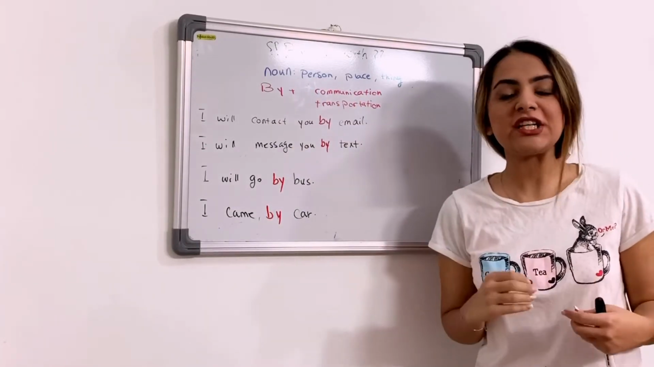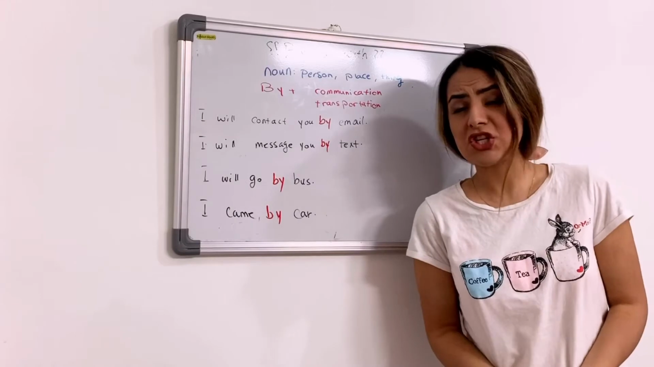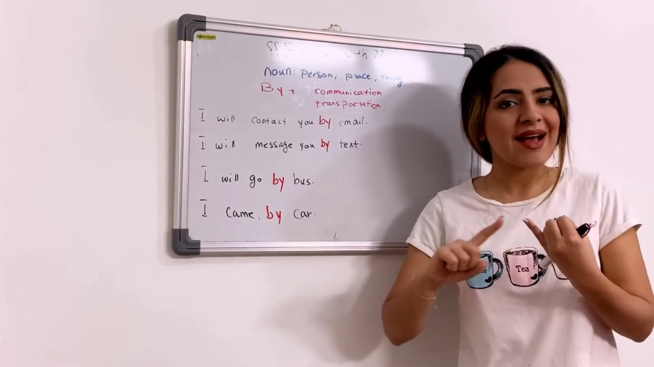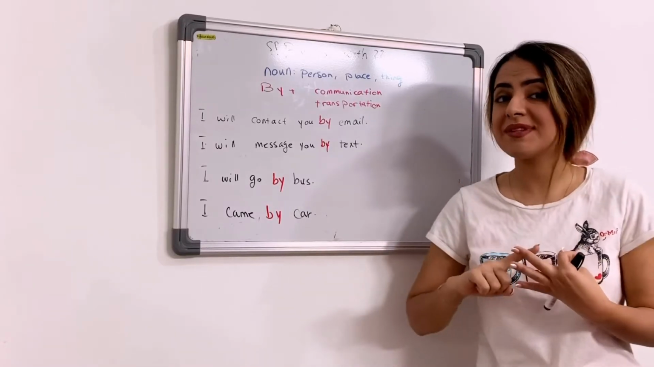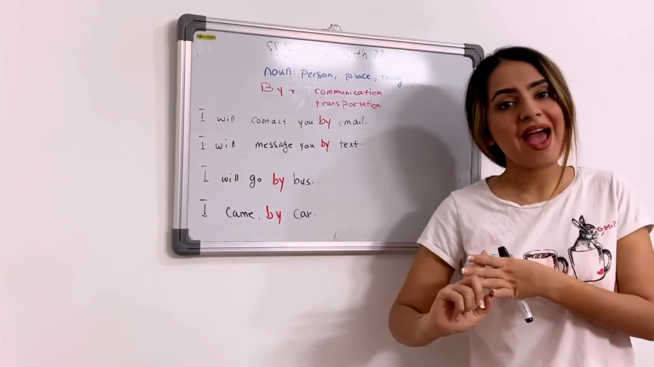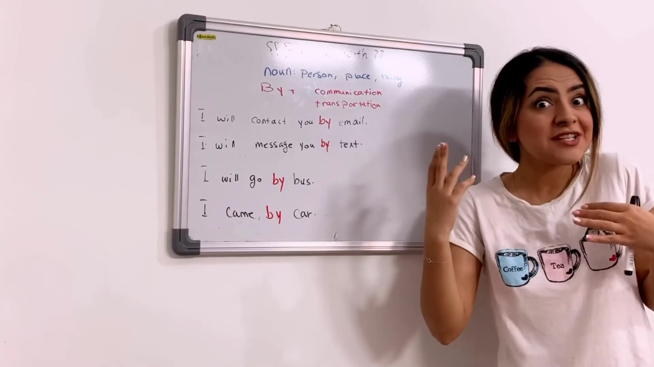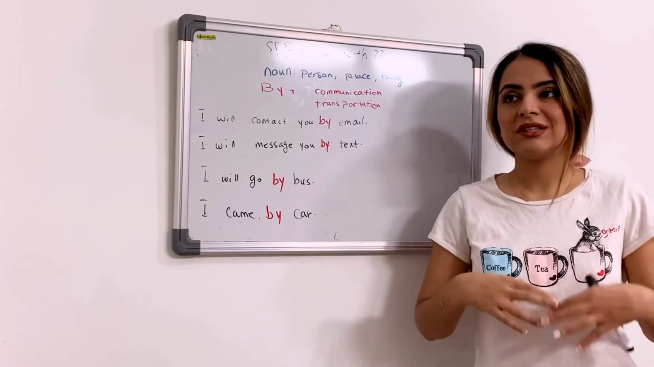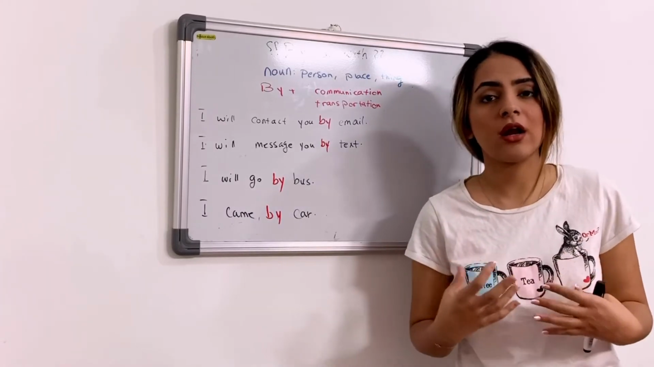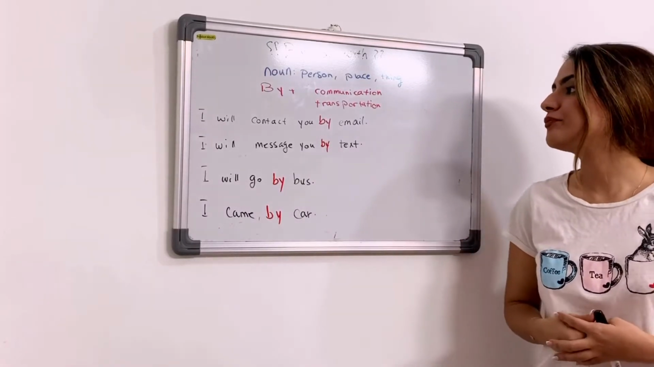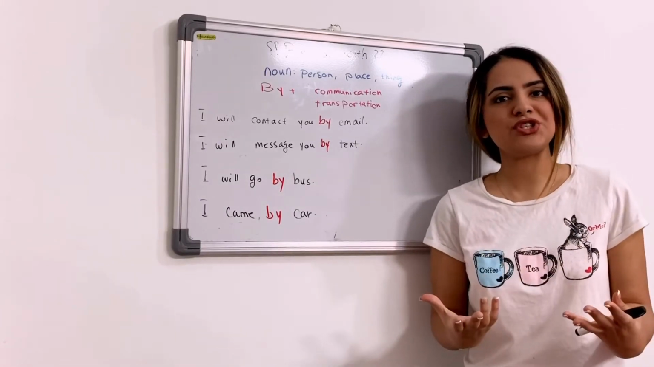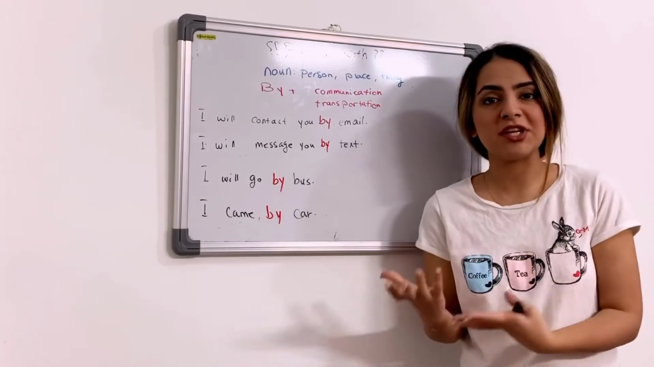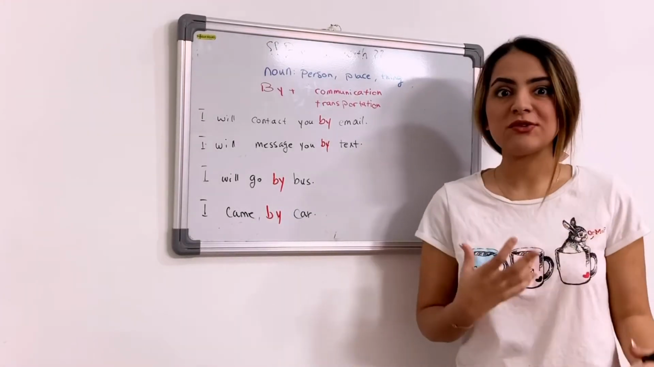So by plus communication. What do I mean by communication? I mean a way of communication. For example, Messenger, WhatsApp, Telegram, text, pigeon, I don't know, a post. These are the different ways for communication. Whenever we want to say how we did a communication, we can use by before that.